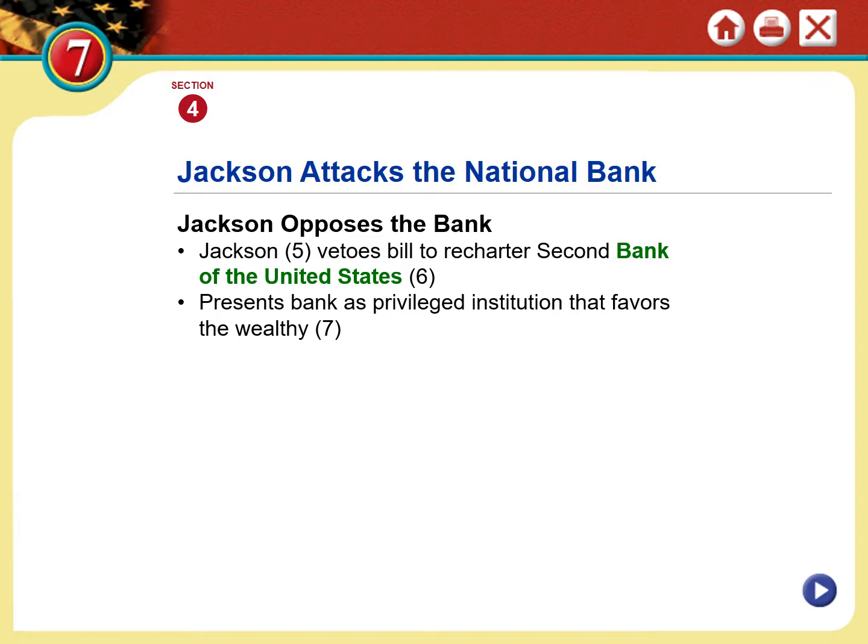Jackson was very good at manipulating the media. He presented the bank as a privileged institution that benefited only the wealthy. You know, he called it a tool of the one percenters. That the wealthy were using the Bank of the United States for their own selfish ends.